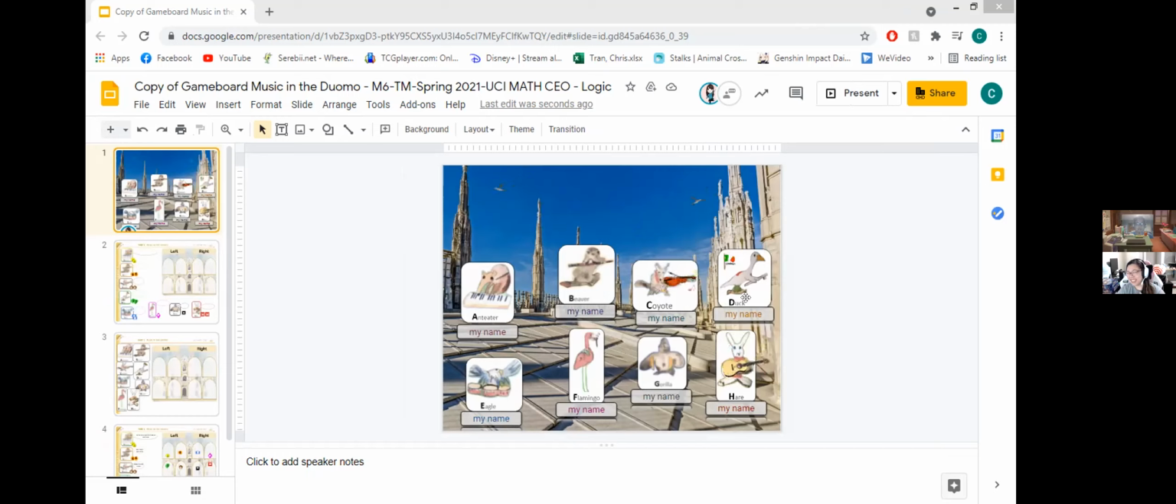This activity is called Music in Duomo, and essentially, the first thing you see here are a bunch of animals, and we're trying to start a concert here. We just want to play our music, and there's this concert hall, and we're trying to figure out where everyone sits. So how it works is we're going to divide the animals up so that you get a certain amount of animals and I get a certain amount of animals.